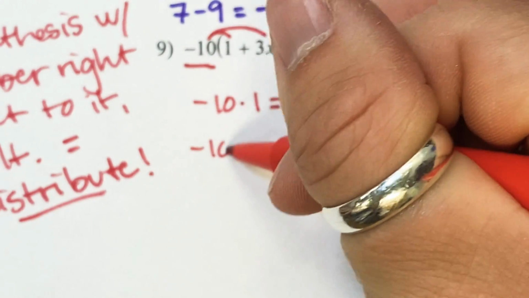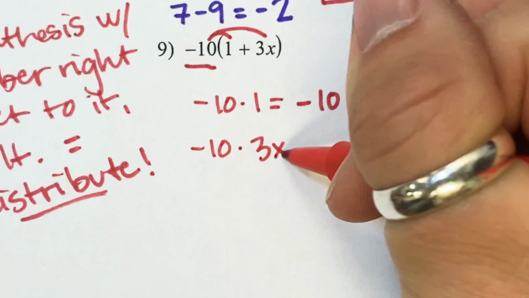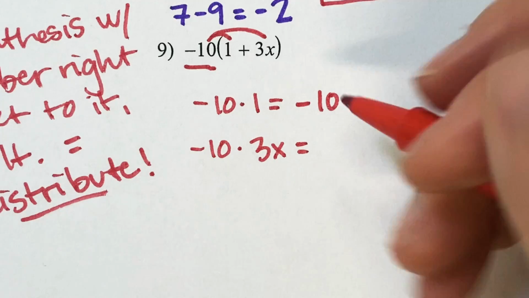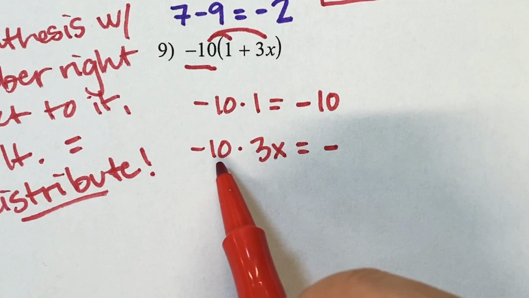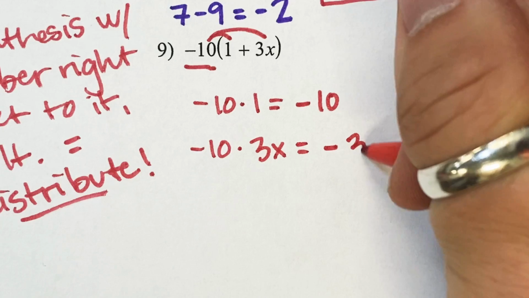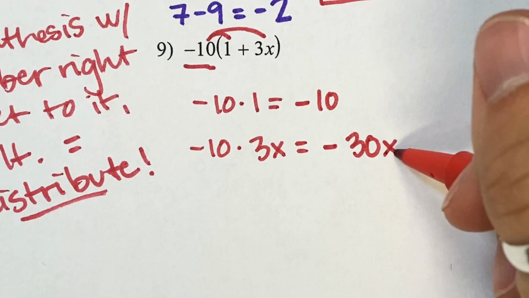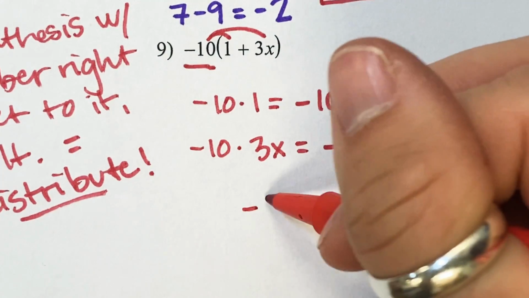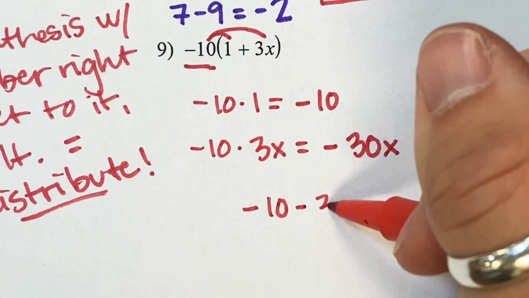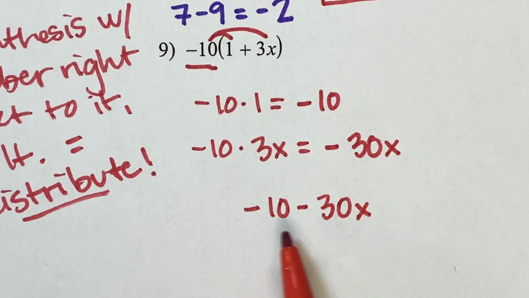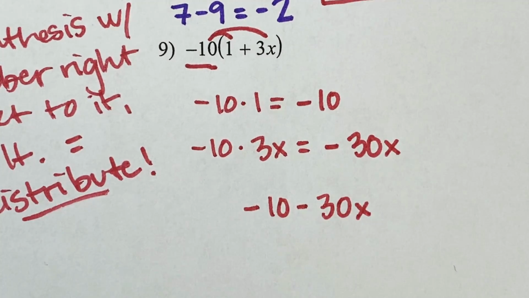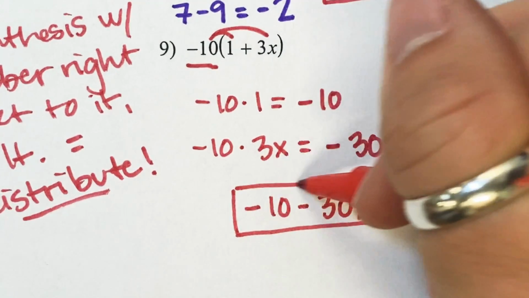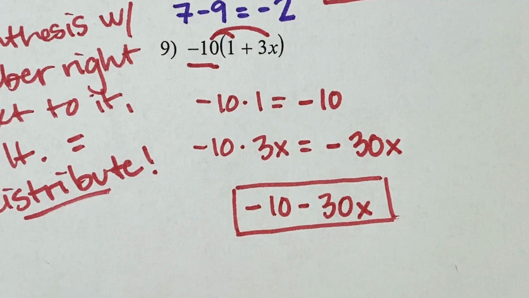And then we have a negative 10 times a positive 3x. A negative times a positive is always going to give me a negative. 10 times 3 is going to give me that 30. And then since there was 1x, we have to include the x. Now let's rewrite it. Let's just put them together. So we had a negative 10 minus 30x. Are these guys like terms? Can we combine them? No, we cannot. So that is our simplified expression.